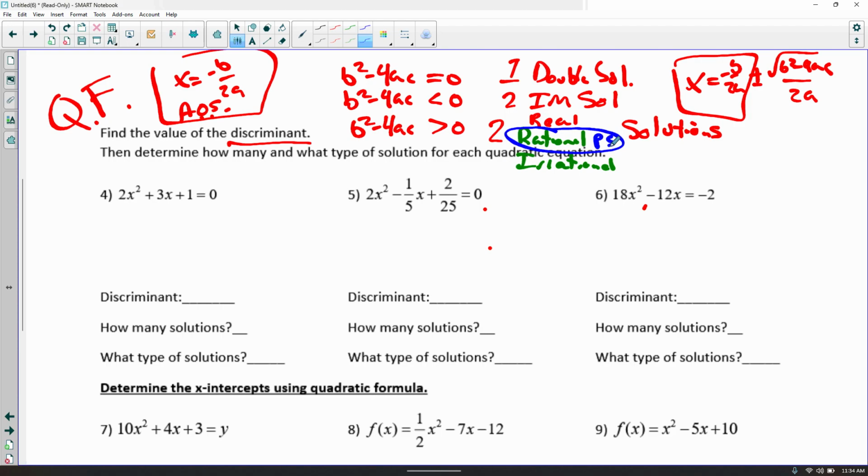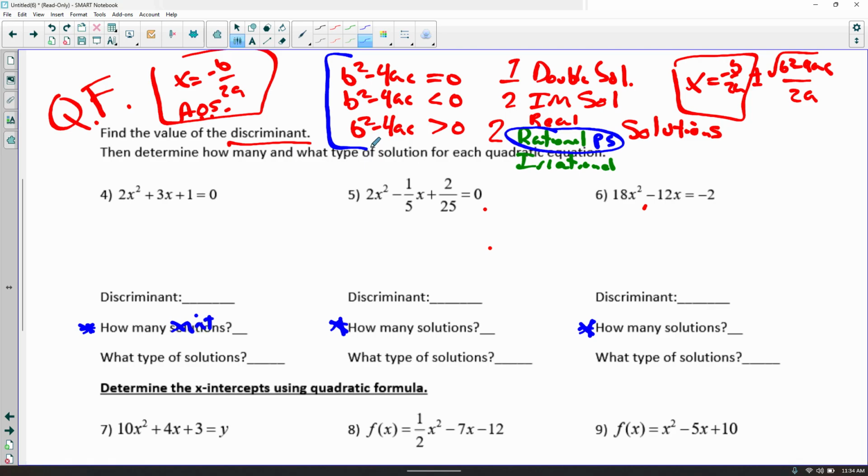Now, I have an issue with this question right here, Ronnie. How many solutions do all of these have? So that's a wrong question. So what should we ask? How many x-intercepts do we have? That would be a better question. This right here is telling me how many intercepts we have. We have 1 intercept, we have 2 imaginary intercepts, or we have 2 real intercepts. That's what it comes down to.